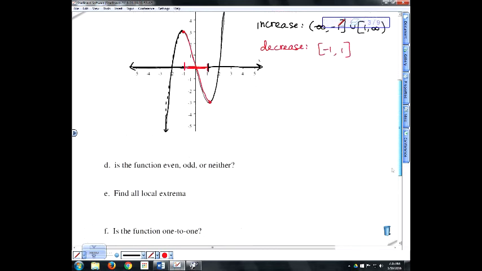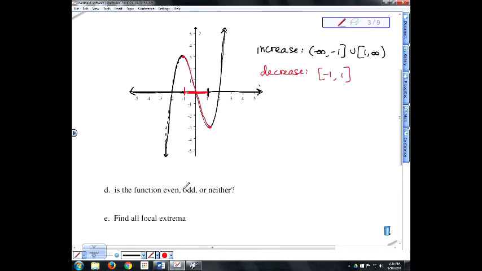Is the function even, odd, or neither? Graphically, the way that you can spot a function that's even or odd or neither: an even function is the same on both sides of the y-axis. It would be symmetric about the y-axis. This graph is not symmetric about the y-axis, so it's not even. An odd function has the symmetry of being symmetric about the origin.